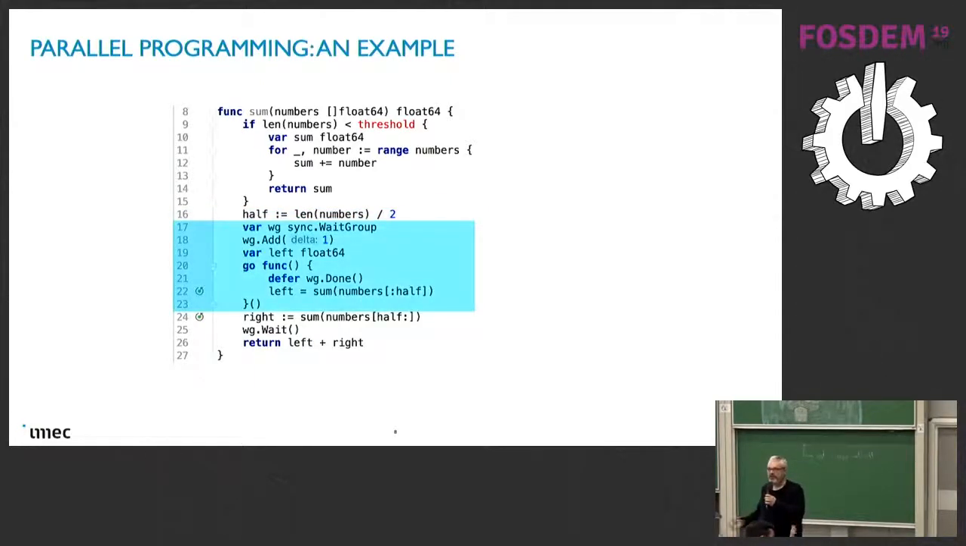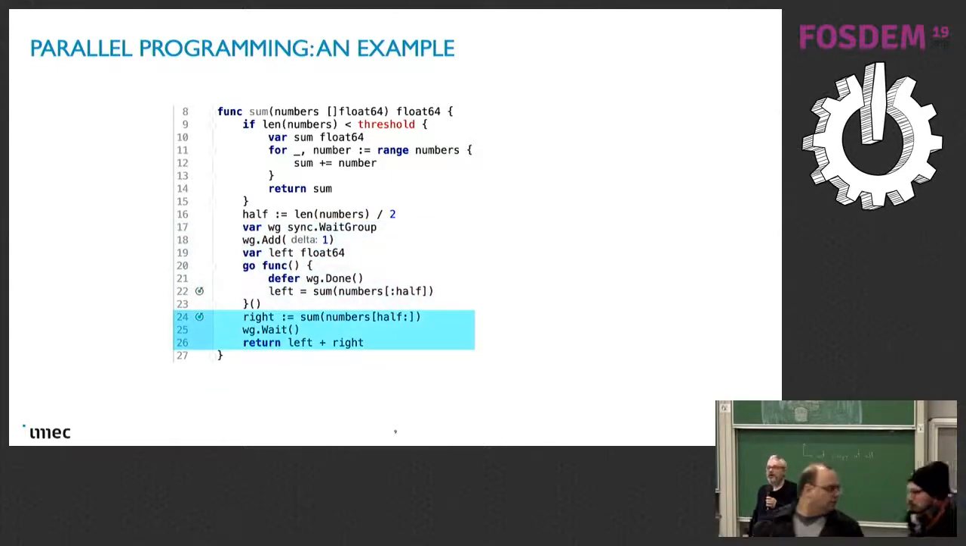Then we use a wait group, which is a feature that comes with the Go standard library. We tell the wait group we're going to spawn one Go routine. And inside that Go routine, we're making sure that we tell the wait group that we're done after this Go routine has finished. And in that Go routine, we're building the sum as a recursive call for the left half of that slice.